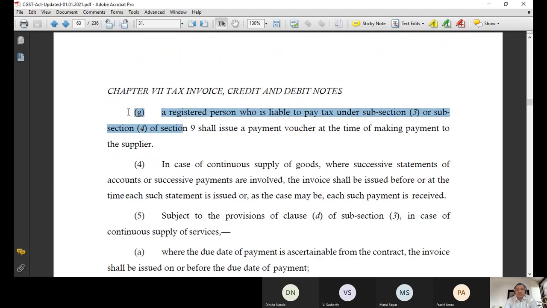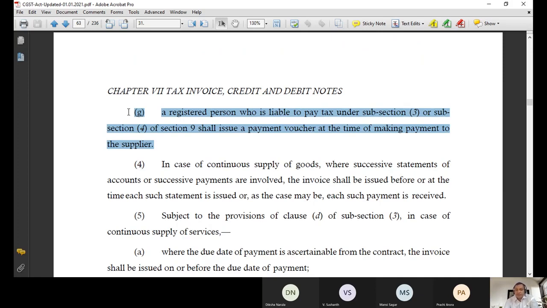a registered person who is liable to pay tax under subsection 3 or 4 of section 9 shall issue a payment voucher at the time of making payment to the supplier. So this is also the same. When a person who is covered under reverse charge mechanism is making any payment to the supplier, that recipient who is making the payment has to issue a payment voucher also. So these are some of the points which you have to learn. Tax invoice, revised tax invoice, bill of supply, receipt voucher, refund voucher, payment voucher.